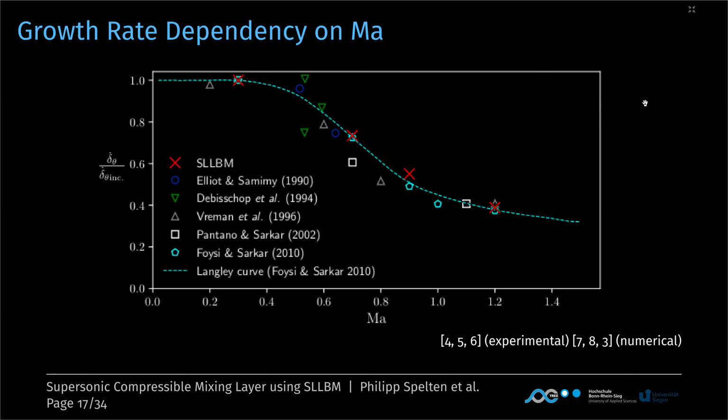And once we compare those growth rates, so the steepness of this change, across Mach numbers, we can arrive at this depiction. So there has been a curve proposed to show roughly how the growth rate decreases with higher Mach numbers because of compressibility effects. And you can see that this compares very well to the literature. This is both experimental and numerical results that you can see here.